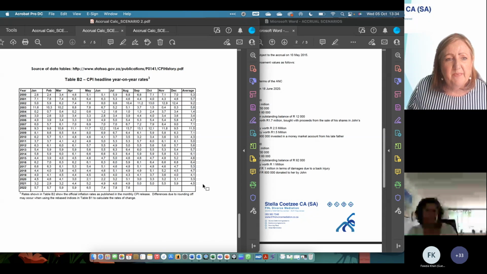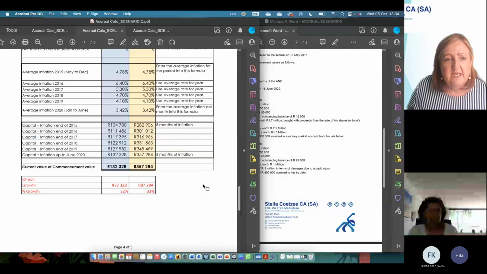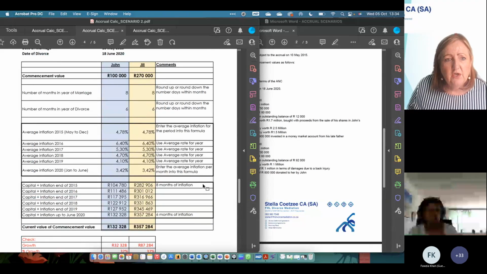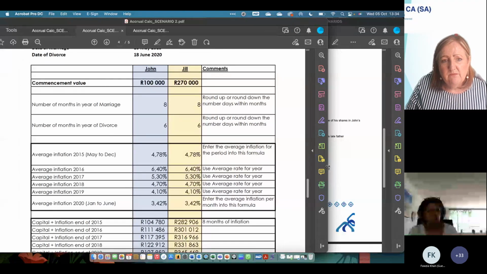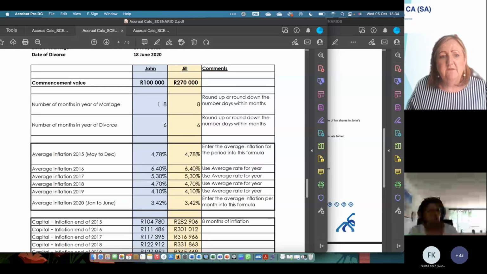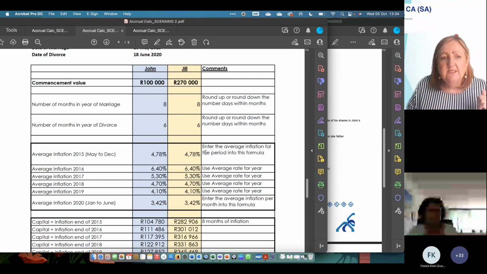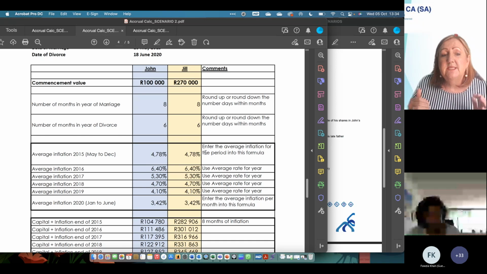Okay, so let's go back to the previous page, Mervyn. The number of months that they were married, from when they got married till the end of that year, 2015, was from May to December, and that's 8 months. The next one is the number of months that they were married in the year that they got divorced, which is 6 months.